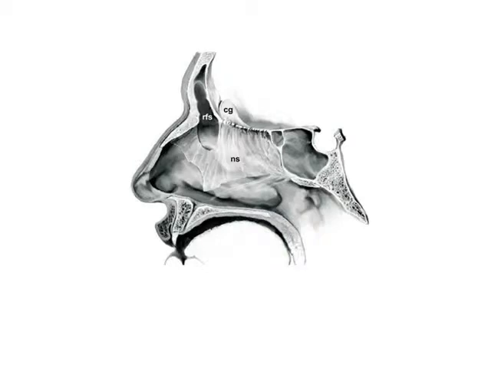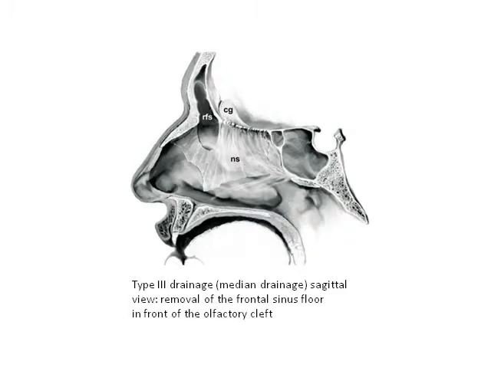This picture shows the Draf 3 median drainage procedure, sagittal view, with the removal of the frontal sinus floor in front of the olfactory cleft. That's the median drainage opening. That's the crista galli, and this is the remaining nasal septum.